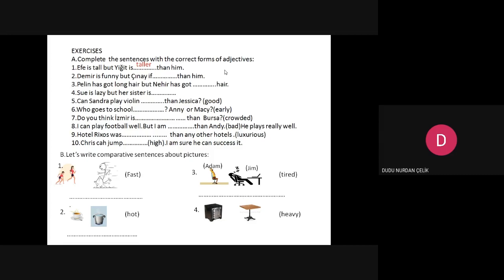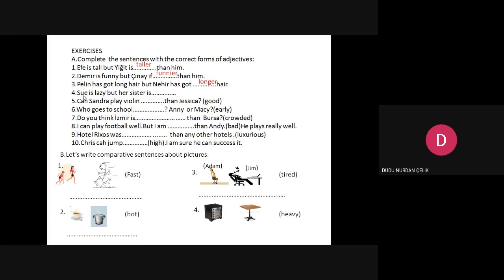Now, I want you to answer the second question by yourself. Do the second exercise. Okay, let's see the answer. Demir is funny, but Çınar is funnier than him. We compare Demir and Çınar. Two people. Efe and Yiğit, two people. Now we compare Pelin and Nehir, their hair. Pelin has got long hair, but Nehir has got, yes, longer hair. Very good.